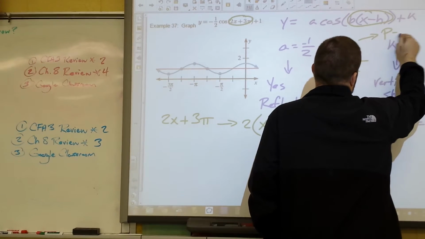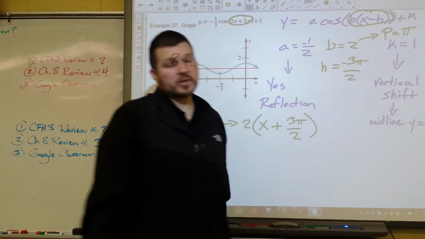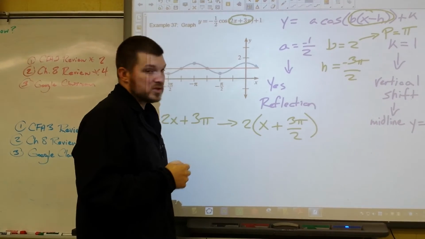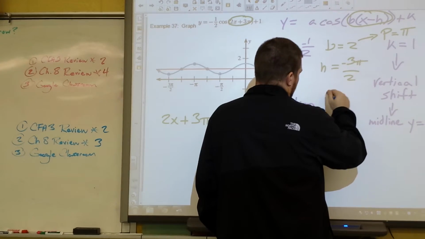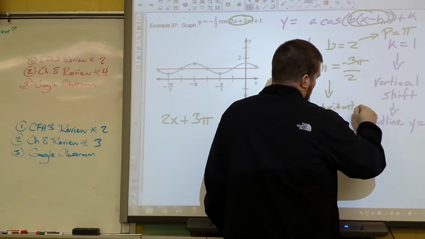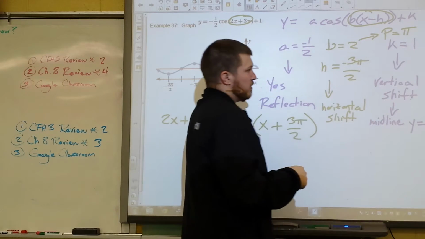I know that the period is 2 pi over 2, or just pi. I didn't show the scratch work there because I was running out of room. But remember, it's 2 pi over the absolute value of b. So do that scratch work if you need to. And here I have a horizontal shift of negative 3 pi over 2.